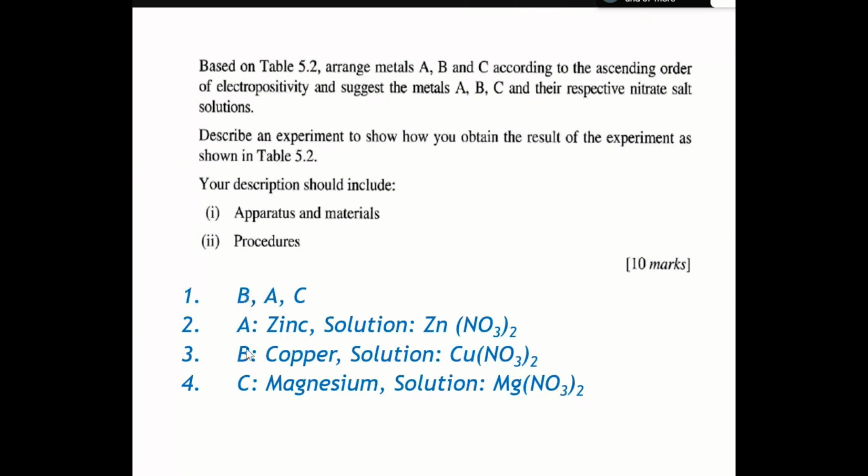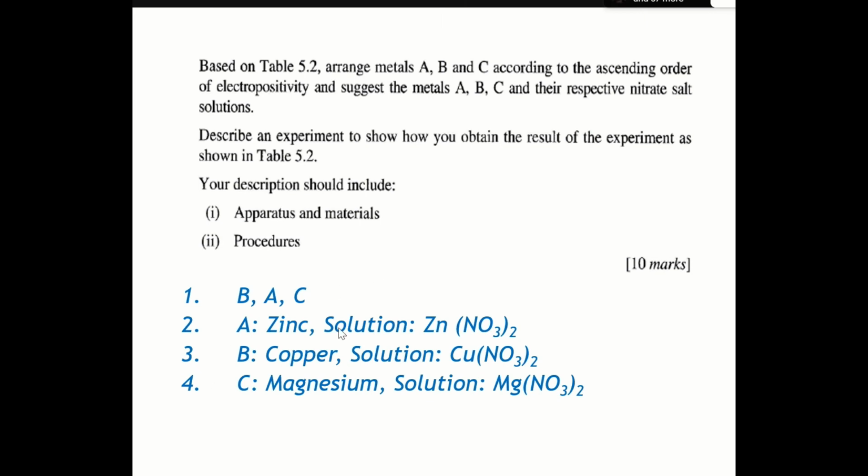So B is the least electropositive metal. In this case, we can say copper, copper 2 nitrate. If you don't want to write down the formula, you can write down the name because the keyword is suggest. Followed by A, A is more electropositive, so it can be zinc, so zinc nitrate solution. Then C, you can use aluminium or magnesium nitrate. Some of us may ask, can we use sodium, potassium, calcium? No, the metal will be too electropositive and not suitable for this experiment. Don't use sodium, potassium, or calcium, because they are too reactive in the reaction.